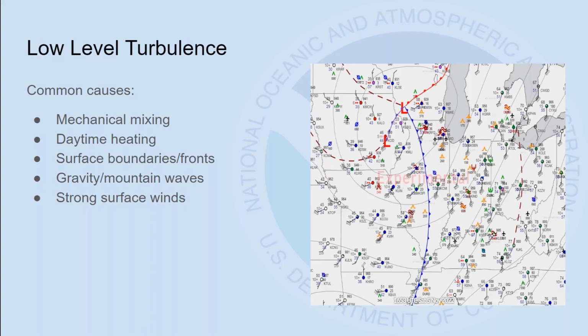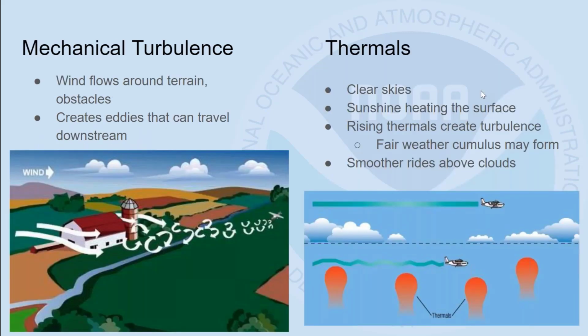Some other common causes of low altitude turbulence include mechanical mixing and daytime heating. I'm going to touch on both of those a little bit more in the next slide. Also, surface boundaries and fronts. That's where you have air masses of different density coming together. And so again, you see a difference there in the wind, and that can cause some of that turbulence. Oftentimes, if we have a jet moving over hilly terrain or a mountain range, you're going to get gravity or mountain waves to develop downstream of that terrain. And then also strong surface winds can cause some of that low-level turbulence that you might experience.